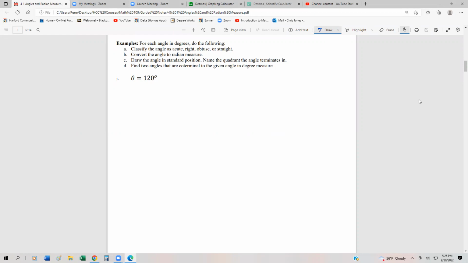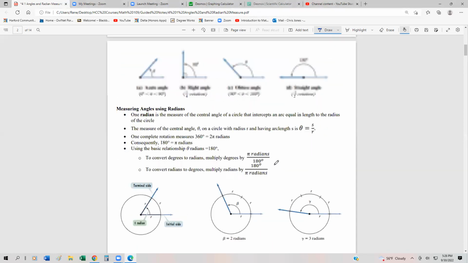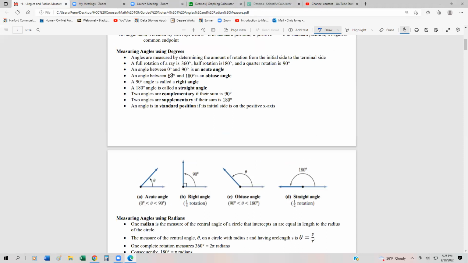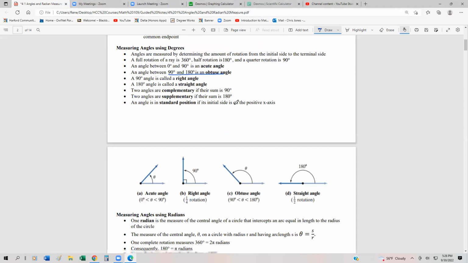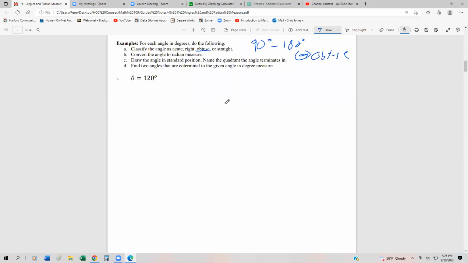Recall that any angle that's between 90 and 180 degrees is known as an obtuse angle. So this one right here for letter A is obtuse. We could just go back to our definition in the previous video and remember anything that's between 90 and 180 is obtuse. So it's easy enough.